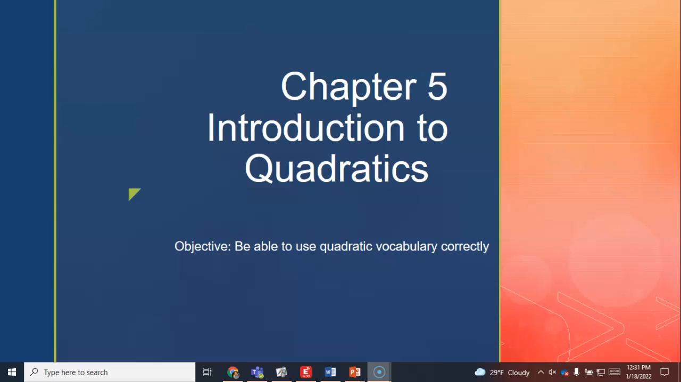So it's a shortened period, we are just looking at vocab, and your homework is a vocab quiz. So it is all vocab, all day. And then tomorrow we will start with factoring. And you already kind of know how to factor. So tomorrow will be that.